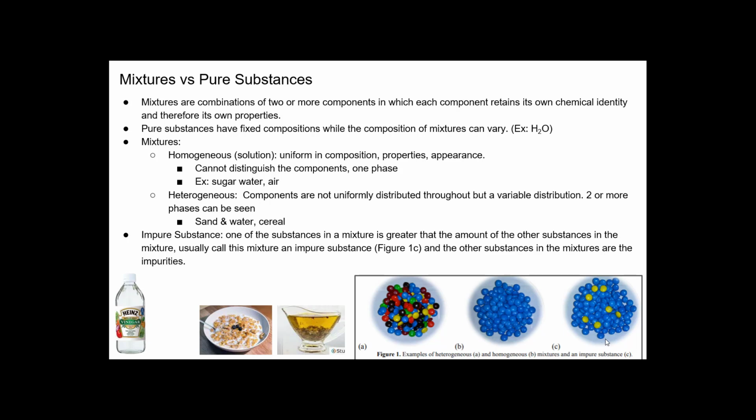Mixtures are combinations of two or more components in which each component retains its own chemical identity and therefore its own properties. So a mixture is much different than a pure substance. Let's cover pure substance first and then we'll go back to mixture.